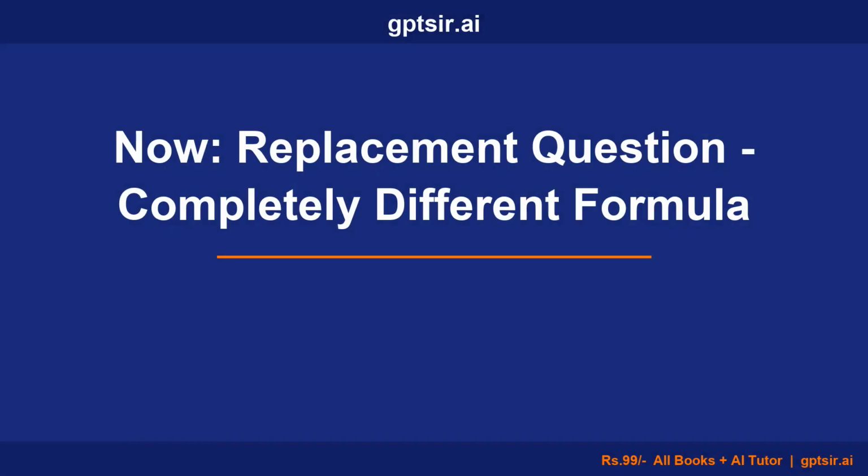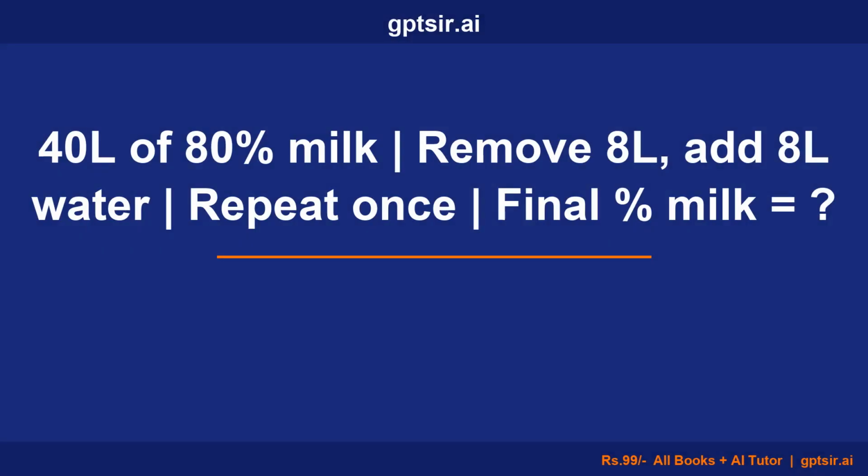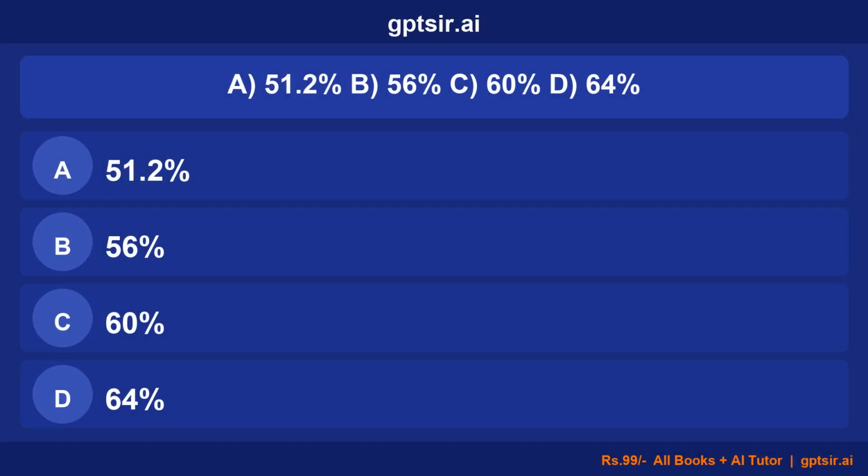Now a replacement question. Different formula entirely. This is where most candidates freeze. 40 liters of 80% milk. Remove 8 liters, add 8 liters water. Repeat once. Final percent milk. A. 51.2%. B. 56%. C. 60%. D. 64%.